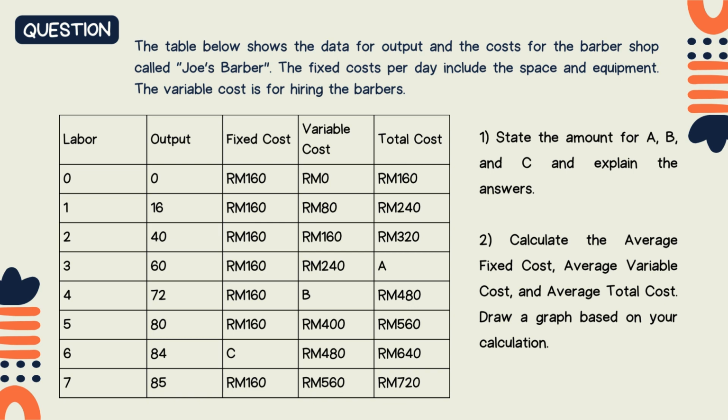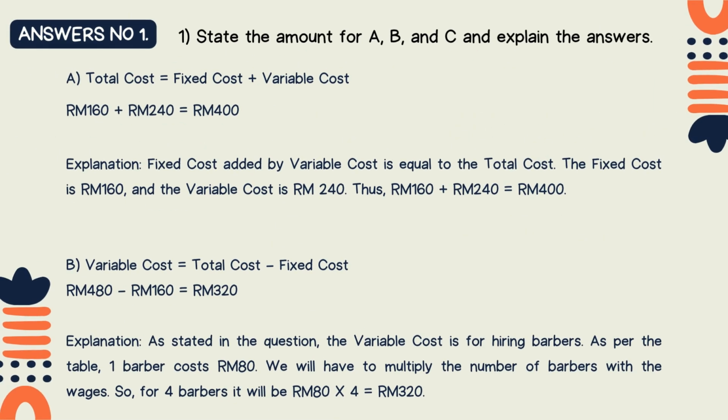A is the total cost for 60 outputs, B is the variable cost for 72 outputs, and C is the fixed cost for 84 outputs. And for question 2, we need to calculate the average fixed cost, AFC, average variable cost, AVC, and the average total cost, ATC, and we have to draw a graph based on the calculation. Let's dive deeper into the workings and the answers for question number 1.